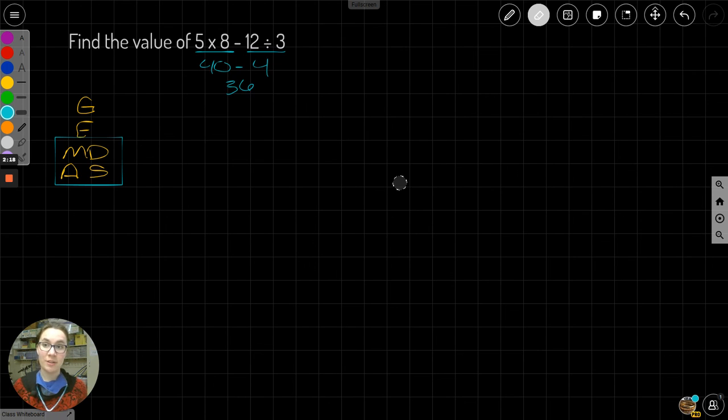Always do multiplication and division, left to right, and then add and subtract. This problem doesn't have any addition, but that's fine. We can subtract first anyway. And that is order of operations with the four operations.